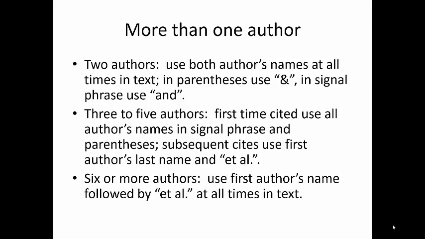Now, if you have to cite more than one author, there's a few different ways that you cite it in the text. If there's just 2 authors, you use both authors' names at all times in the text. In parentheses, you use the ampersand sign, and in the signal phrase, you use the word "and." If there's 3 to 5 authors, the first time you cite the work, use all authors' names in a signal phrase and in parentheses. However, for all of the citations after that, you just use the first author's last name and et al. However, if there's 6 or more authors, you use the first author's name followed by et al. at all times in the text.